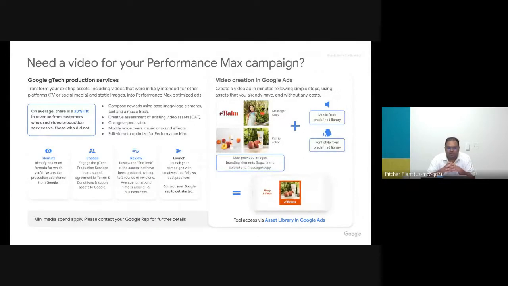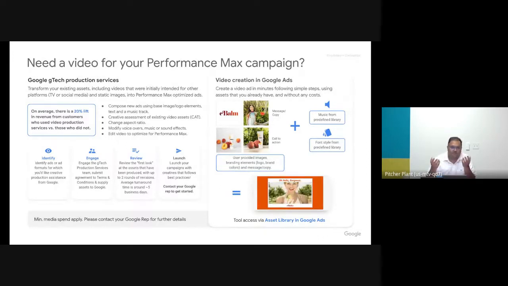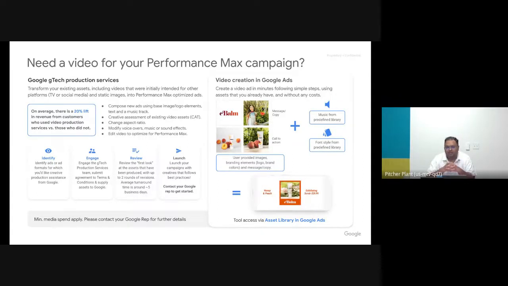The second option for our advertisers is to leverage GTech production services, who are able to develop customized creatives based on your existing assets, whether it's images or text, or just taking your branding video and redesigning it for an action-oriented campaign. Please reach out to your account managers if these kind of services are of interest and if you may want to leverage them.